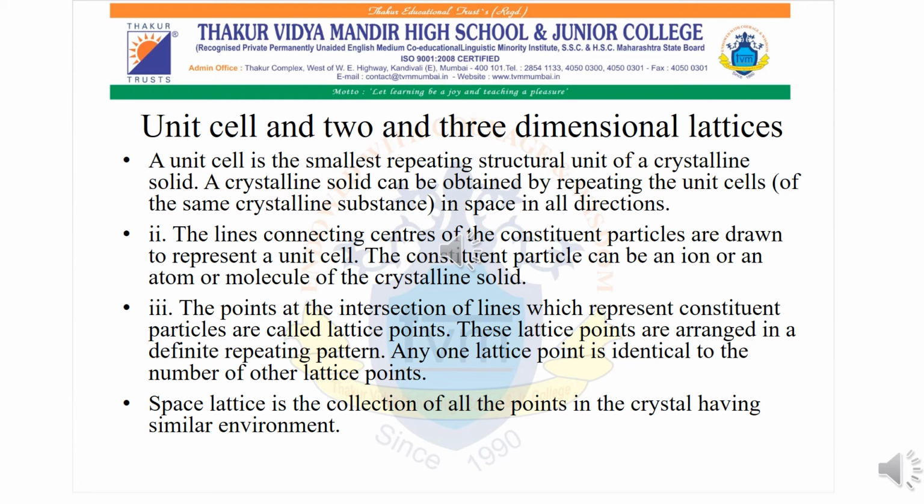The point at the intersection of the lines which represent constituent particles is called a lattice point. These lattice points are arranged in a definite repeating pattern. Any one lattice point is identical to the other lattice points. Space lattice is the collection of all the points in the crystal having similar environments.